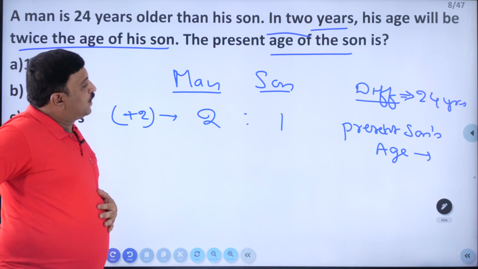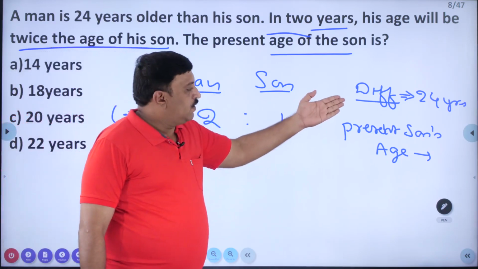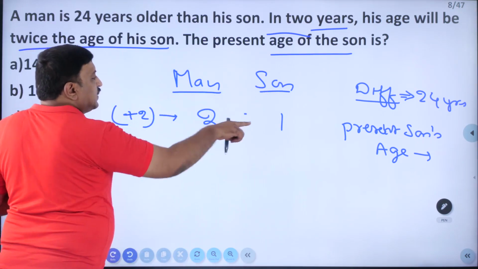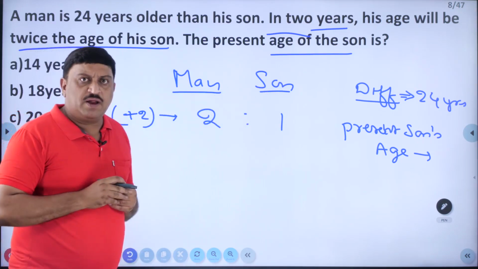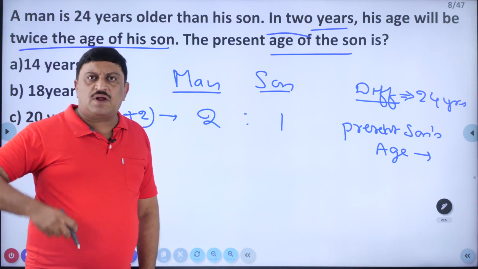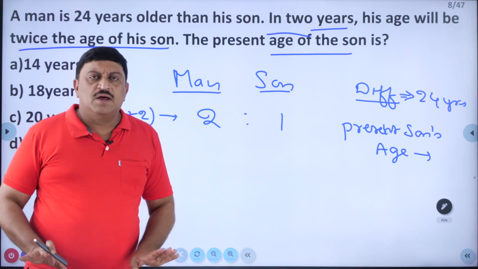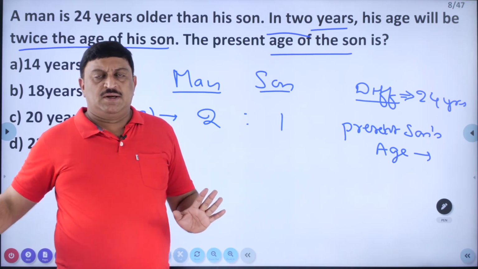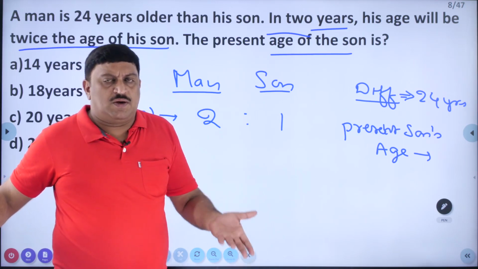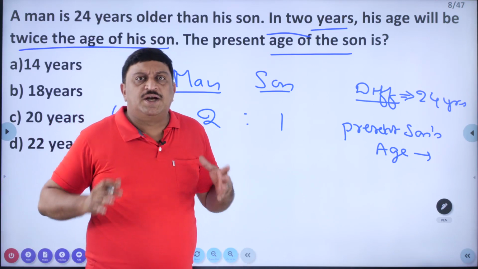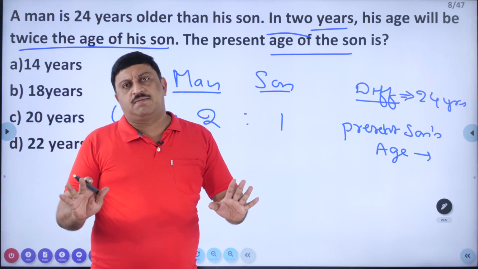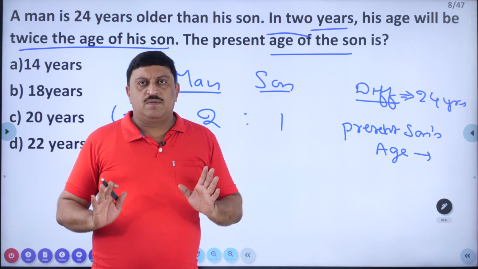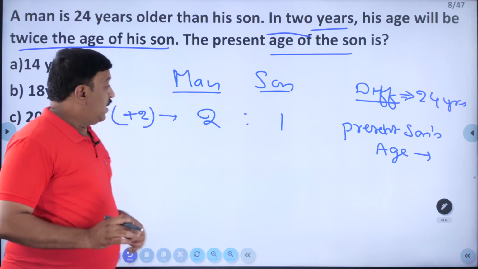Right? Okay. The difference is 24 years, given. Can we calculate the difference for these two? Definitely. Whether it is 10 years after, 2 years after, or present, always the present ages, future ages or past ages, their difference will always be the same. This is what we discussed in our first discussion. Now let us see.